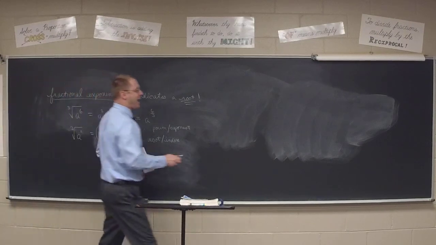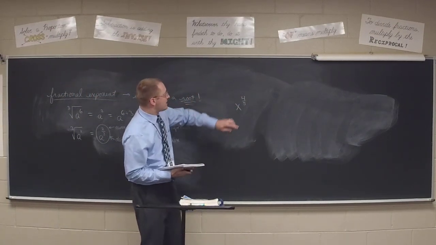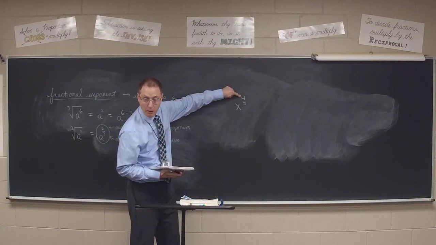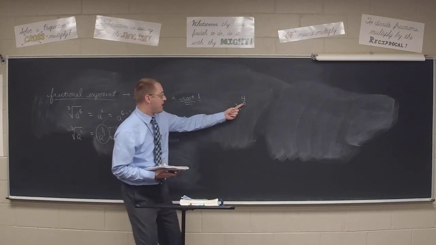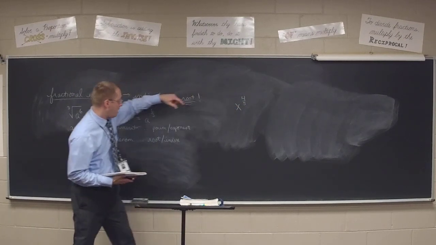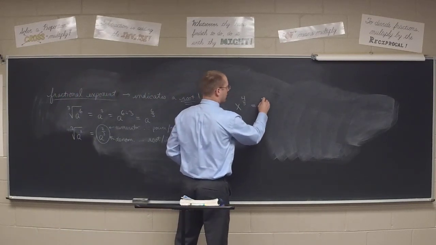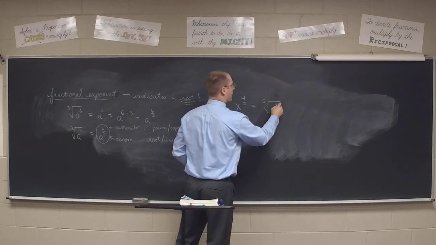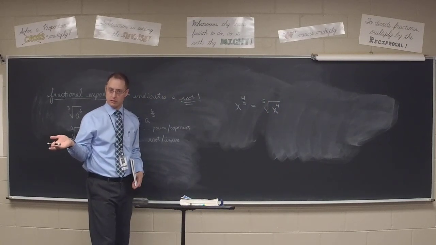So that if I had this expression, x to the 4/5, this is my exponent or my power, this is my index or my root. So this means the 5th root of x to the 4th power. Does that make sense? The 5th root of x to the 4th. And that's really all there is to it.